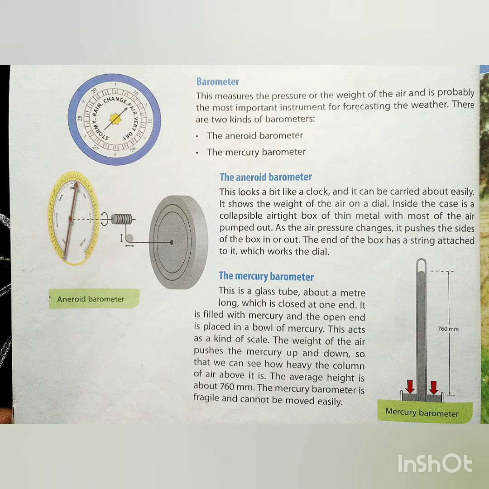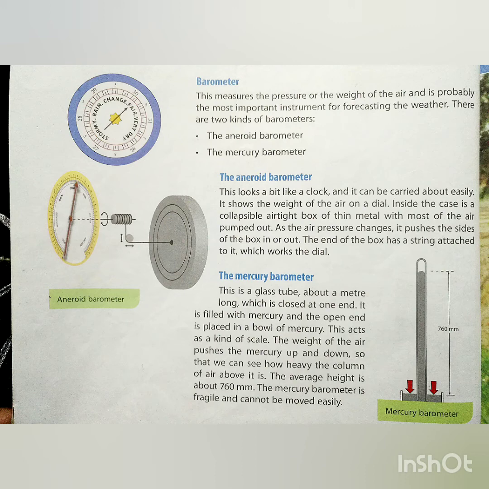Inside of it is a metal box that can be collapsed according to the pressure. Whenever the pressure changes, it pushes the sides of the box inside or outside. At the end of the box there is a string which is attached to it, and that string acts as a dial.